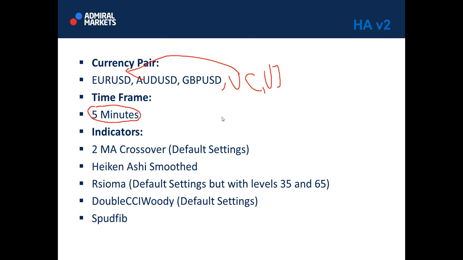As I said, the benefits of Heiken Ashi smoothed versus Heiken Ashi standard are so obvious. We obviously want to use the Heiken Ashi smoothed indicator in this system. As you could see, the advantage is totally with Heiken Ashi smoothed versus Heiken Ashi standard, so we will use Heiken Ashi smoothed here.